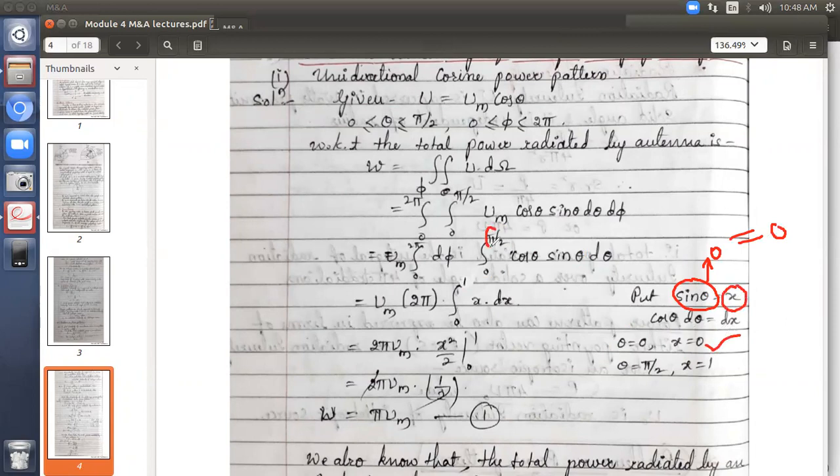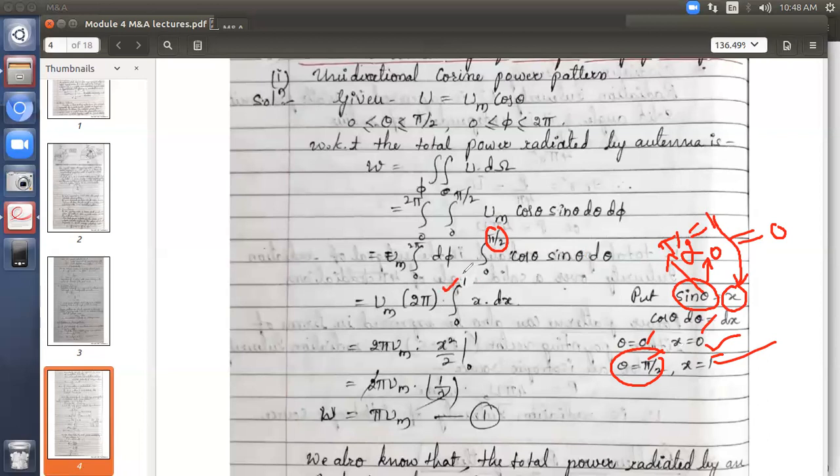And what is the upper limit? It is pi by 2. So substitute theta as pi by 2. What is sine pi by 2? Sine pi by 2 is 1. This value is equal to 1. What is this 1? 1 is equal to x. So x is equal to 1. Range for theta was 0 to pi by 2. Range for x is 0 to 1.